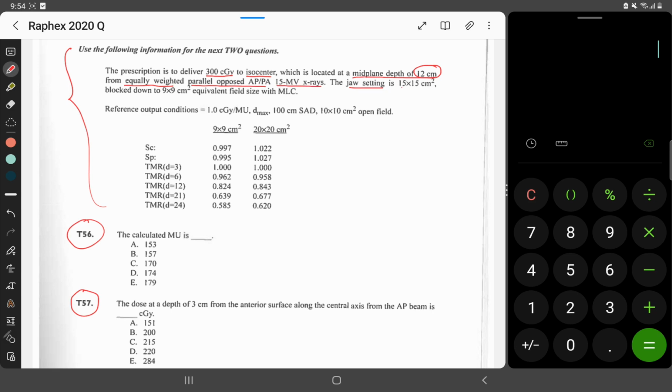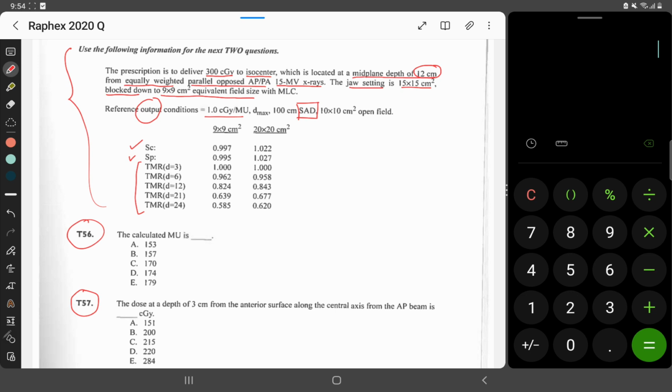The jaw setting is 15 into 15 centimeters, blocked down to 9 into 9 equivalent field size with MLCs. They have given output, that is 1 centigrade per MU, for Dmax, 100 centimeter SAD technique, 10 into 10 centimeters open field. They have given TMR values for depths of 3, 6, 12, 21 and 24. They have given scatter factor and phantom factor for 9 into 9 and 20 into 20 field size.